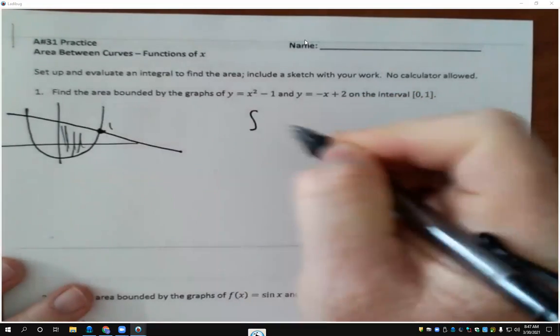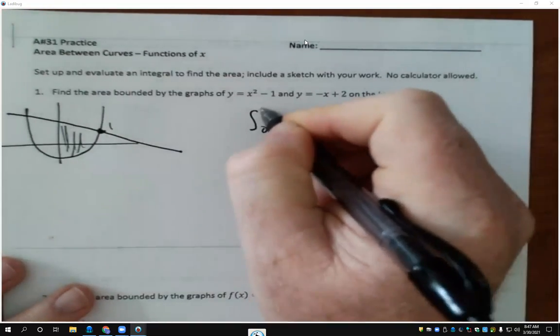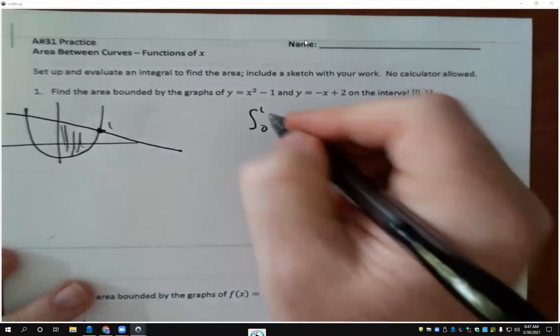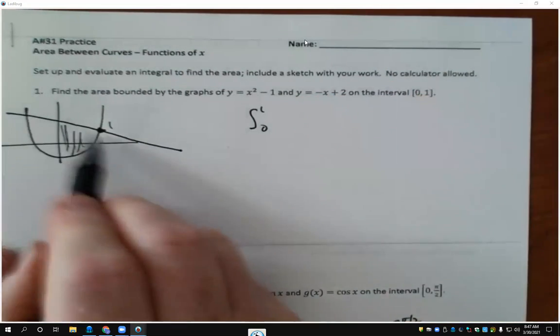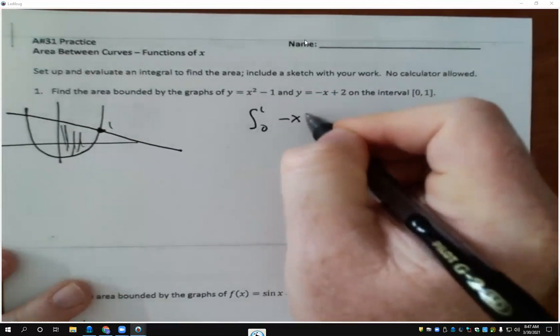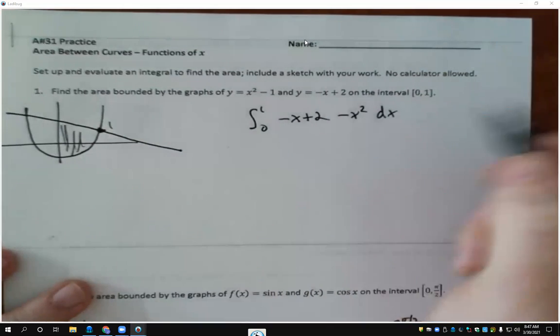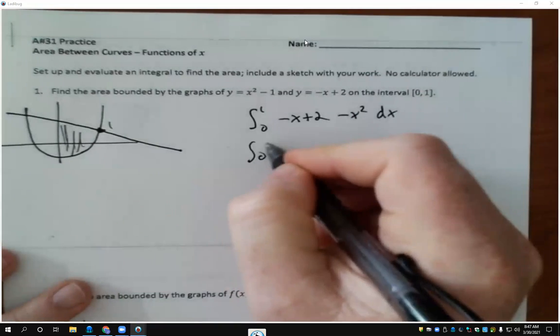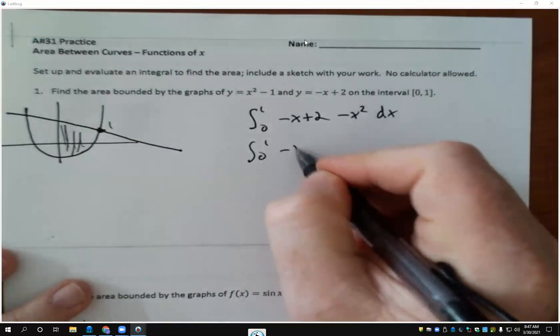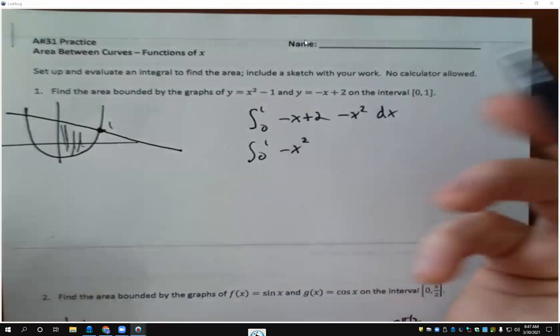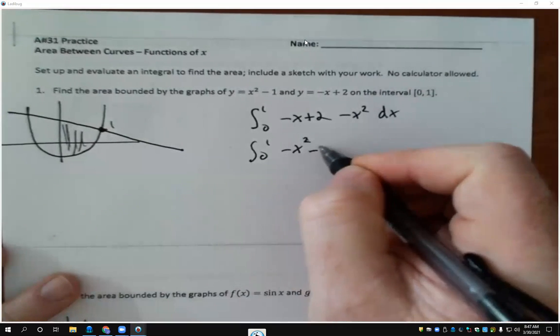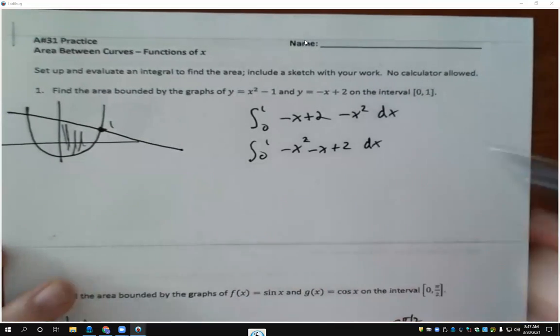So our integral is going to be from 0 to 1. They told us our interval, so that makes it a little easier. And the line is on top. So it's negative x plus 2 minus x squared dx. I would rewrite it to put it in descending order: negative x squared minus x plus 2 dx.